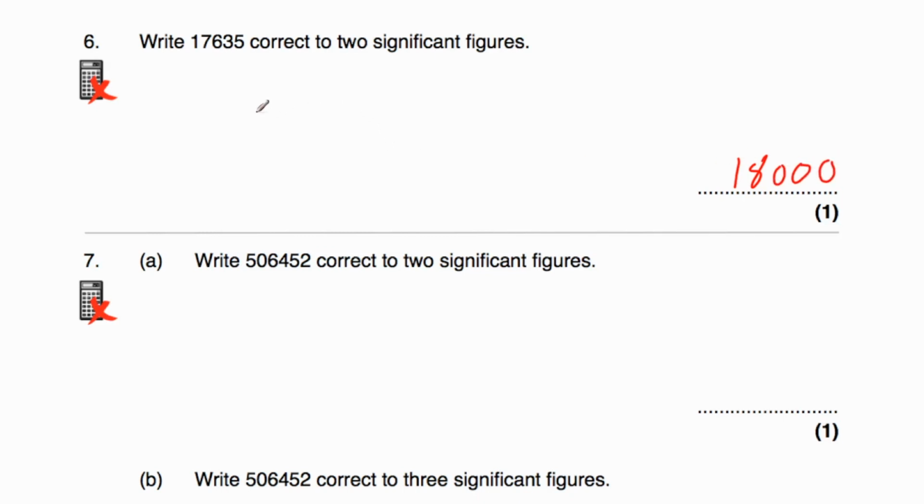Again, if you wanted to, you could write down 17,635. We want to round this to two significant figures, so we can put a dashed line after the second significant figure. We look at the third significant figure, which is a 6.